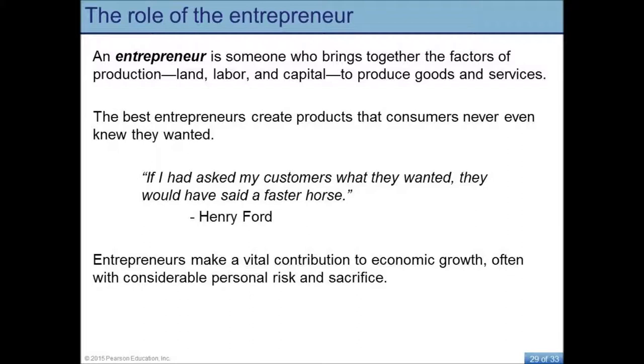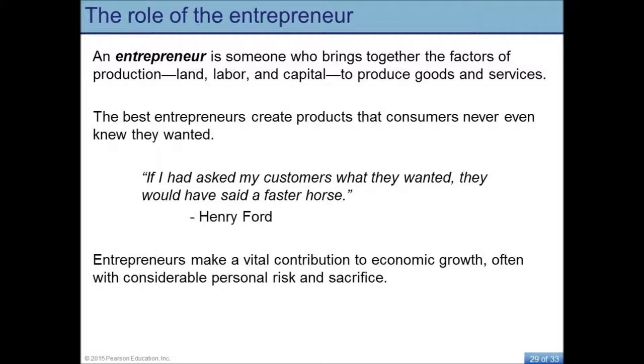An entrepreneur is someone who brings together the factors of production, land, labor, and capital to produce goods and services. The best entrepreneurs create products that consumers never even knew they wanted. If we think about Henry Ford, he said, if I had asked my customers what they wanted, they would have said a faster horse. They couldn't envision anything other than a horse, but he was able to envision the car, and then the world was changed. Steve Jobs did the same thing.